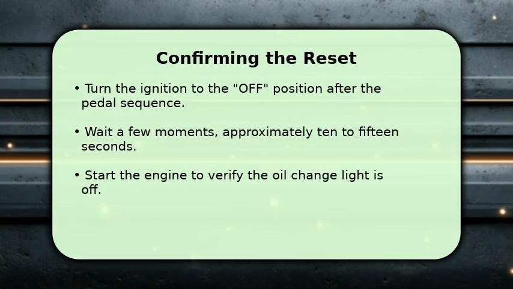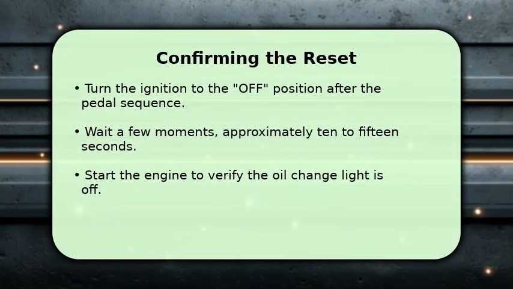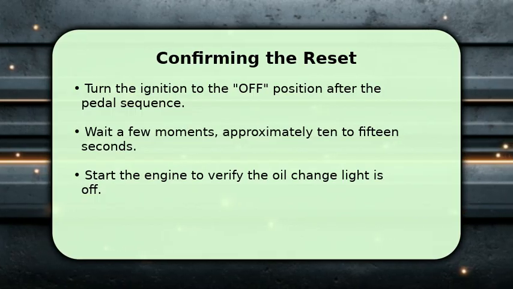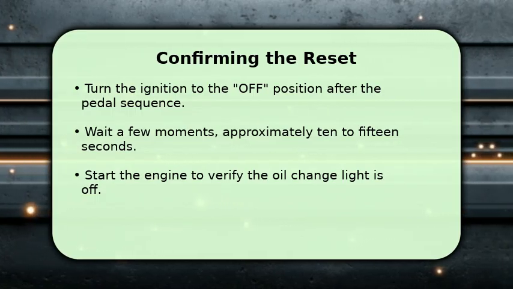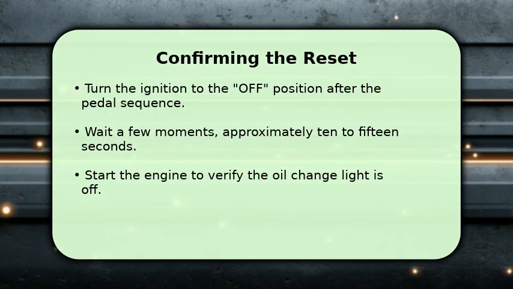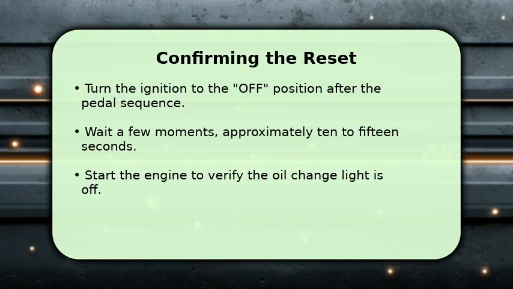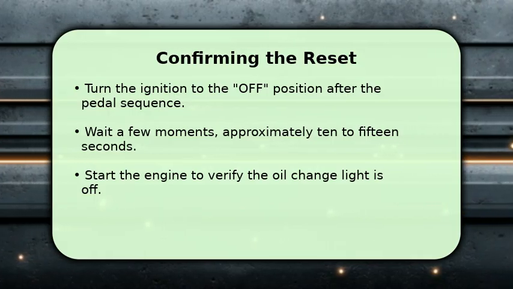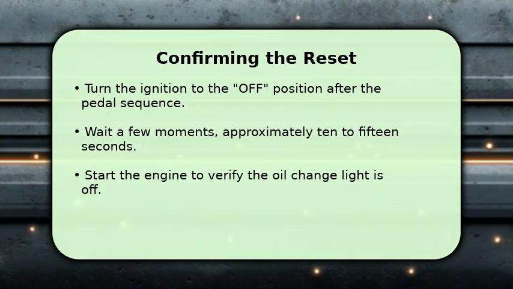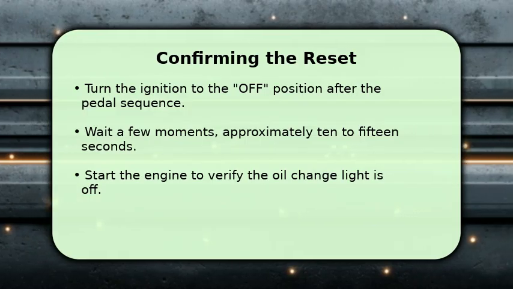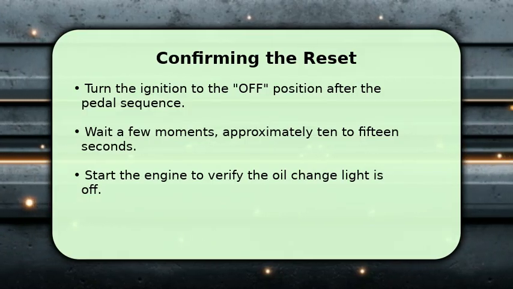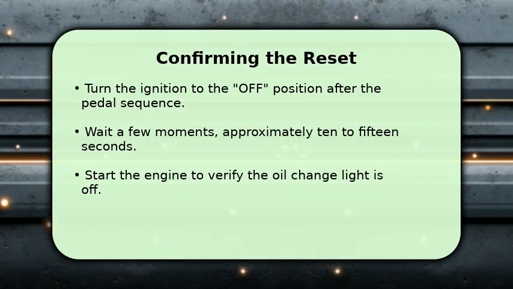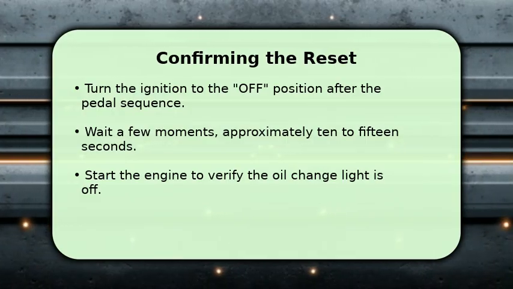After completing the accelerator pedal sequence, turn your ignition completely to the off position. Allow a brief pause, perhaps 10 to 15 seconds, for the vehicle systems to register the reset command. Then, start your engine as you normally would. The oil change indicator light should now be off, confirming a successful reset. If it remains on, you might need to repeat the steps carefully.